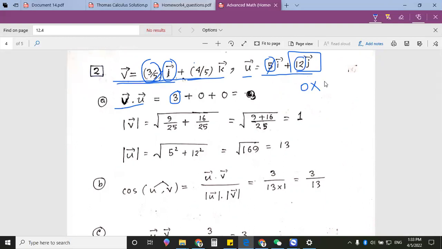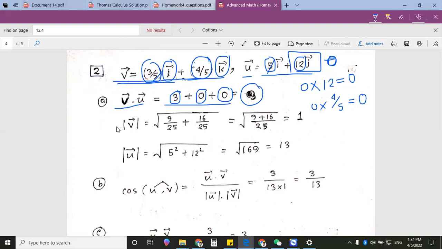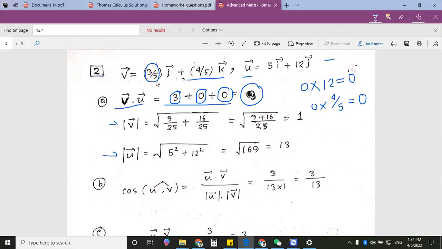For j we have 12 here, so 0 multiplied by 12 is 0. That's why I have written 0 here. And for k, the coefficient is 4 by 5 here, and we don't have k in u, so the coefficient is 0. Again 0 multiplied by 4 by 5 is also 0. So the dot product is 3. And then we have to find the norm of v and u. Norm of v is 3 by 5 whole square, so 9 by 25, plus 4 by 5 whole square, 16 by 25. If I add them, I get 25 by 25, so root 1, and the answer is 1.